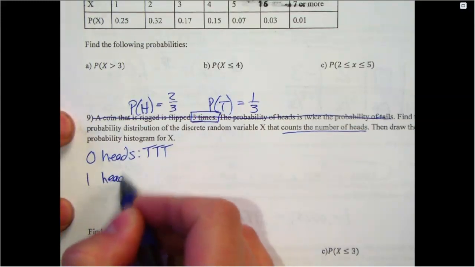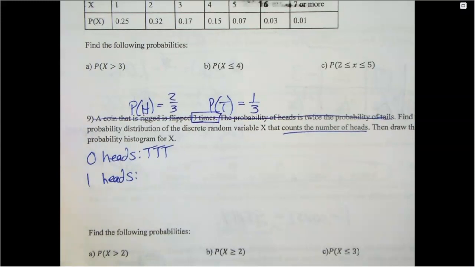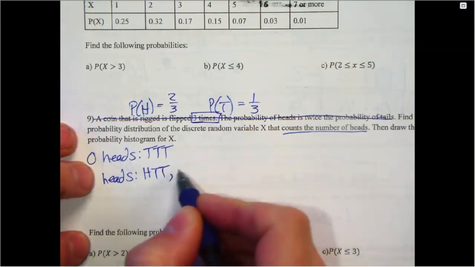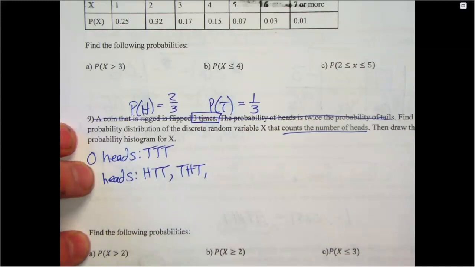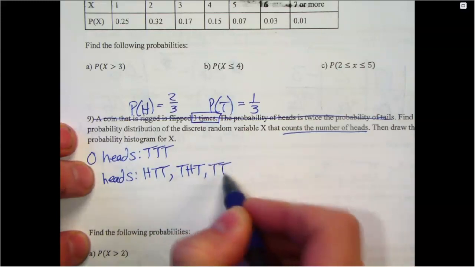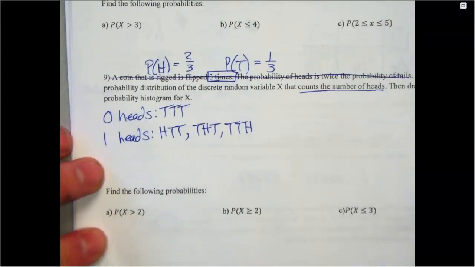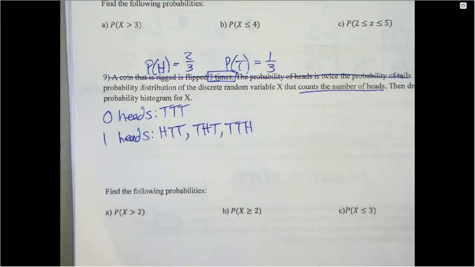I could get heads once. But there's multiple ways that could happen, because the head could happen on the first flip, it could happen on the second flip, or it could happen on the third flip. So it could be heads, tails, tails. It could be tails, heads, tails. Or it could be tails, tails, heads. Does that make sense? There's different orders that could get you heads once.